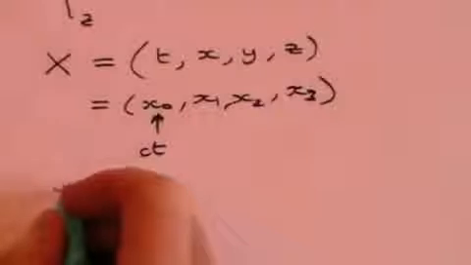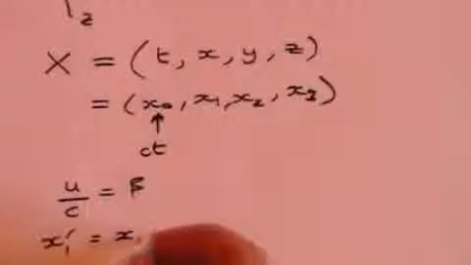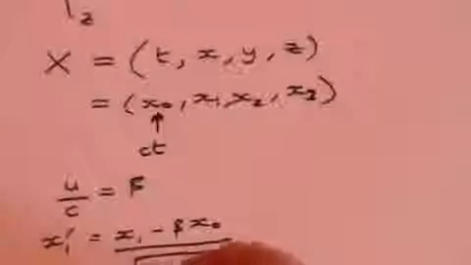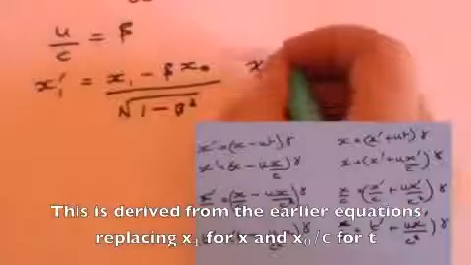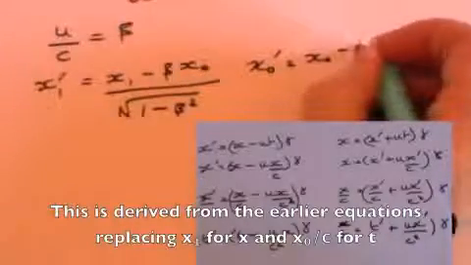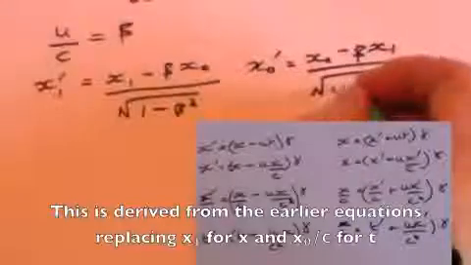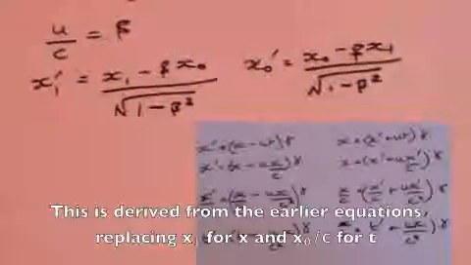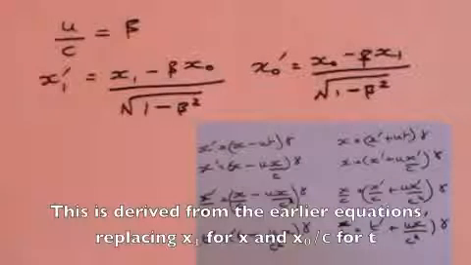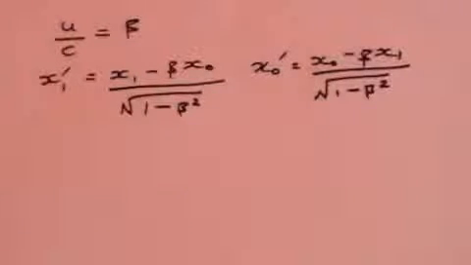We're now going to set u over c to be beta. x1 prime equals x1 minus beta x0 divided by the square root of 1 minus beta squared. Because beta, as I've said, is u over c, and x0 equals ct. Similarly, x0 prime equals x0 minus beta x1 divided by the square root of 1 minus beta squared. For ease of calculation, I'm going to ignore x2 and x3, and we're simply going to work in 1 dimension of space, and one dimension of time.